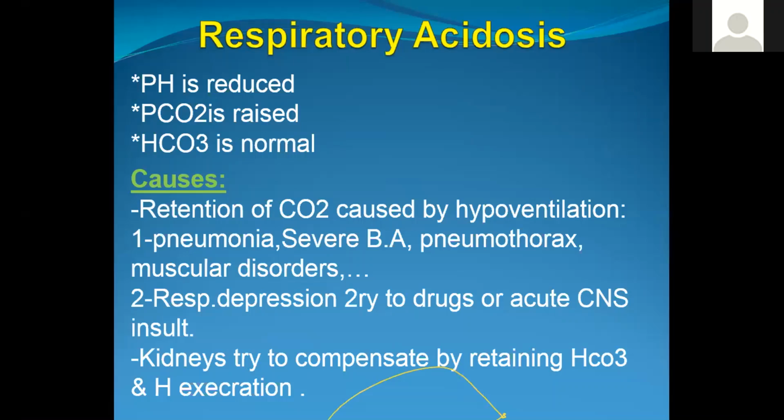As you see on the screen, you will expect your pH will be reduced below 7.30, and your PCO2 will be high, and your bicarb still will be normal in the early stage before the body starts to compensate. The most common causes of respiratory acidosis, as we know, is always CO2 retention due to respiratory causes, either pneumonia, severe asthma, pneumothorax, or even muscle disorders, or due to respiratory depression, secondary to CNS depression by CNS insult, infection, or drugs. As we mentioned before, our body will try to compensate through the kidneys by retaining bicarb and excreting hydrogen.